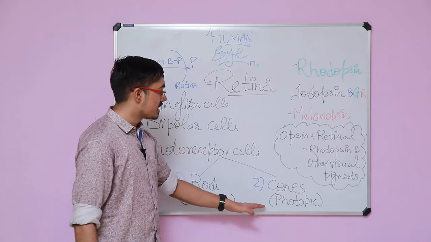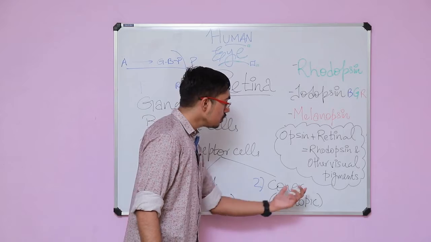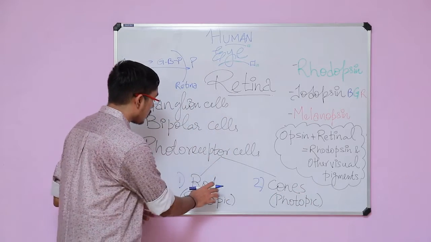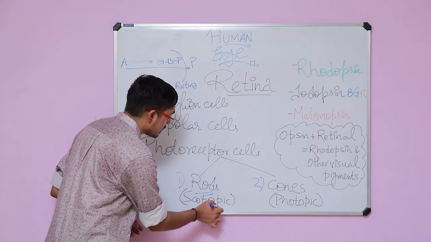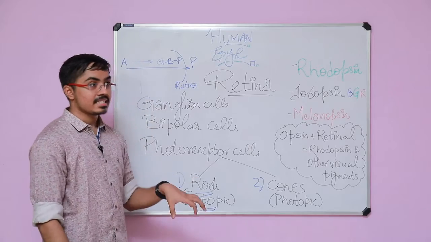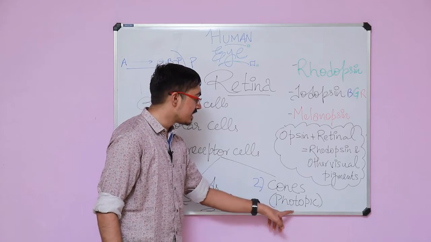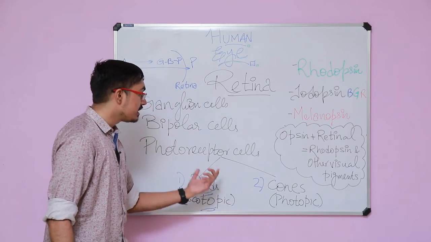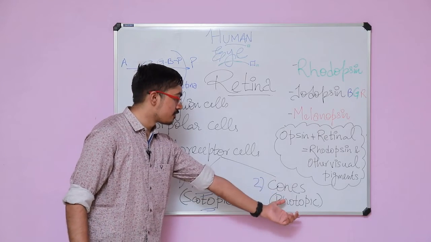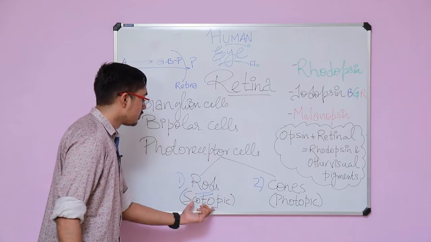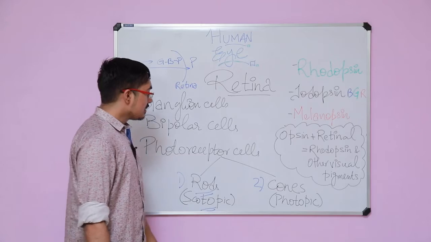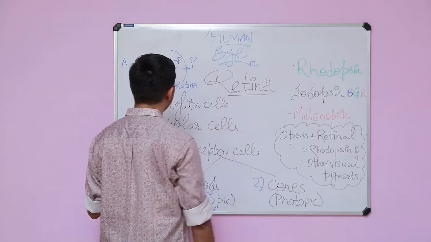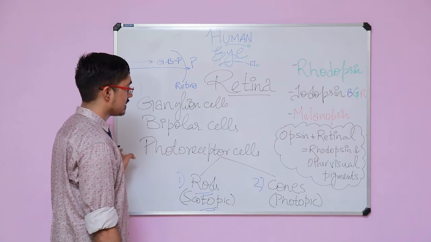So that is why we call it photopic vision. Photo means light, and rods are responsible for scotopic vision, that means at night time. So cones are used during daytime, and rods help you to see during the night time. Cones are responsible for photopic vision, rods are responsible for scotopic vision. That is how the types of cells are discussed over here, isn't it?